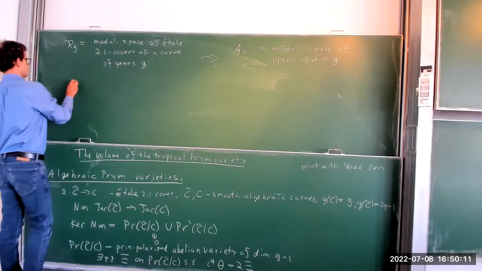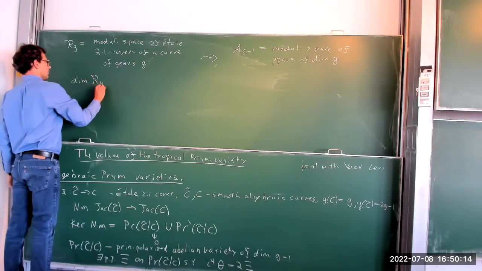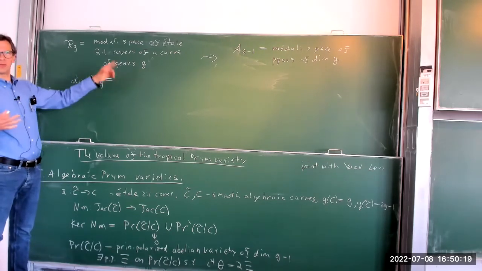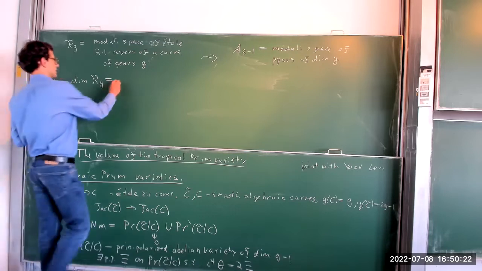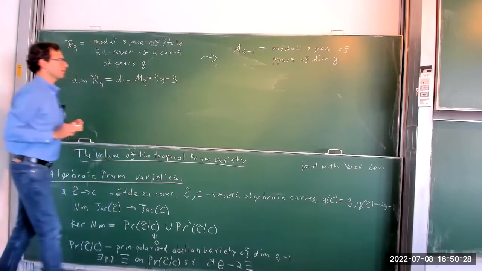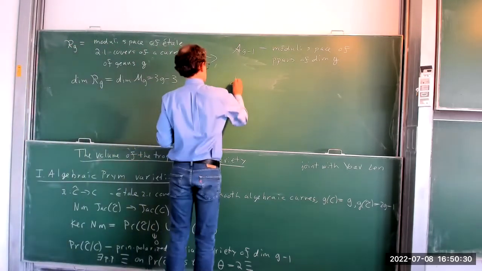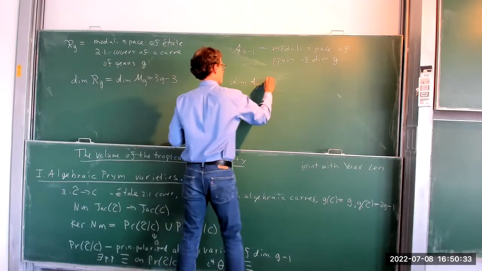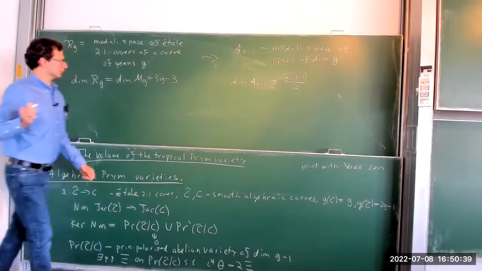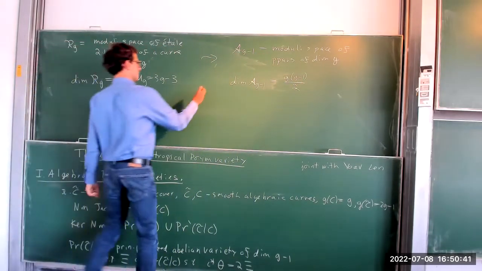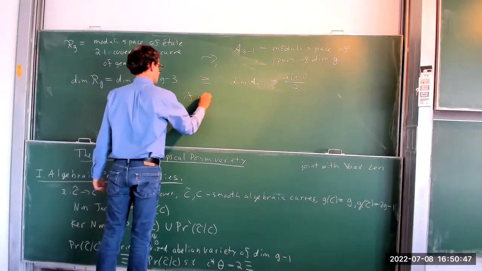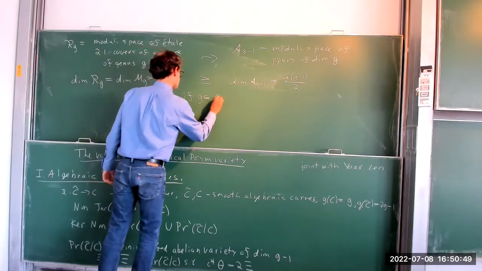And then if you just count dimensions, what is the dimension of R_G? Well, it's just the dimension of the moduli space of curves of genus G. You pick a curve and then you pick a double cover of it. So this is the dimension of M_G, and so this is 3G minus 3. Whereas the dimension of A_{G-1} is G times (G minus 1) over 2. And so what you can check is that this thing is greater than or equal to this thing if G is less than or equal to, let me make sure I get this right, 6.